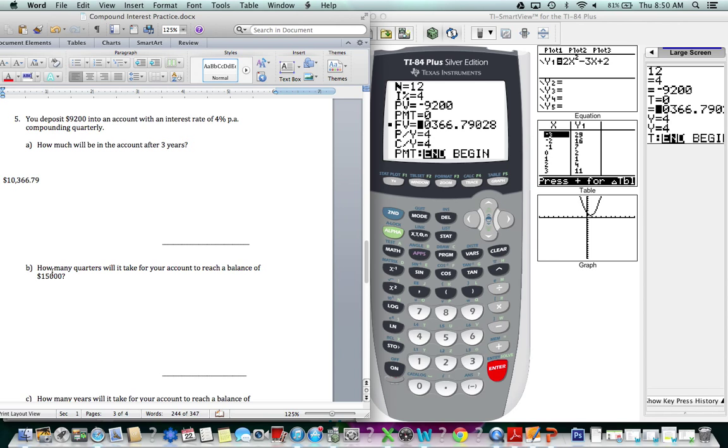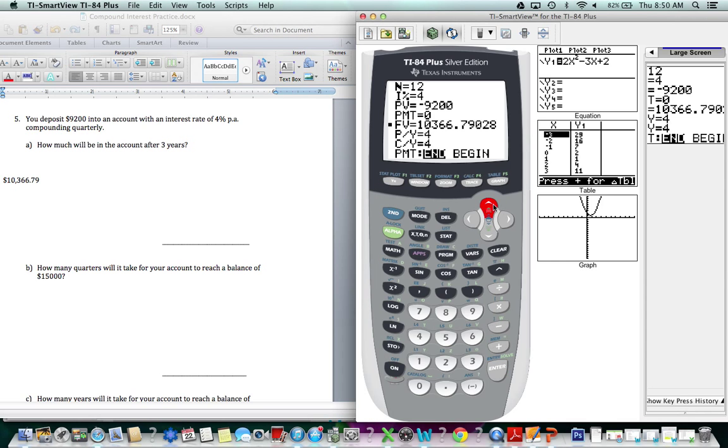Now, we could also do that if we're solving for anything else. So, for example, in the second question, we're being asked how many quarters it will take to get to 15,000. So in this case, what we don't know and what we're looking for is the number of time periods. So we would put 0 here to keep that space. It's still 4%. We're still starting off with 9,200. We still ignore this, leave that as 0. But now our future value is no longer this. We want to find out how long it takes to get to 15,000.